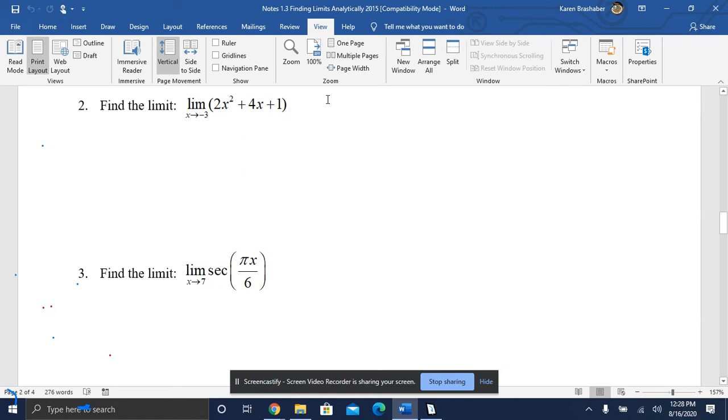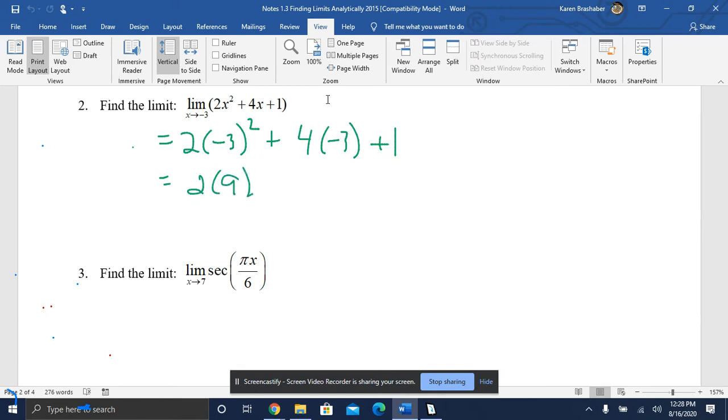So for the polynomial, we'll substitute in -3 everywhere there's an x, giving us 2 times (-3)² plus 4 times -3 plus 1. (-3)² would be 9, so 2 times 9, and then 4 times -3 giving us -12, plus 1. 18 minus 12 plus 1 would end up giving us a value of 7. And that would be good work that you could show for a polynomial like that.